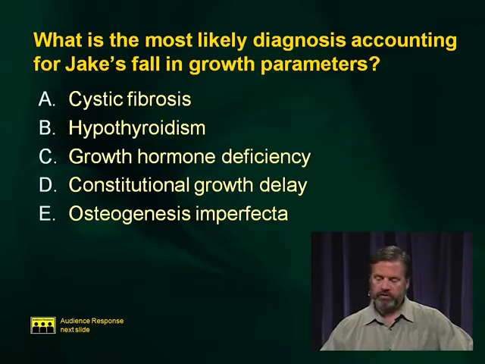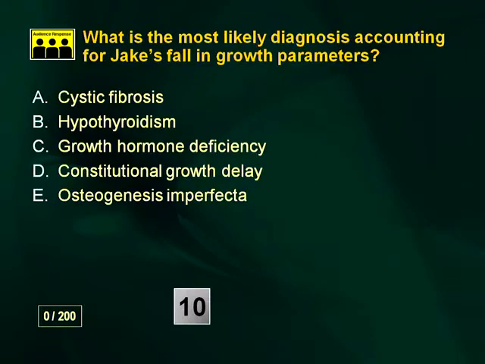So what's the most likely diagnosis here accounting for Jake's fall in his growth parameters? Is it A, cystic fibrosis, B, hypothyroidism, C, growth hormone deficiency, D, constitutional growth delay, or E, osteogenesis imperfecta? So grab your button box and pick one of those.